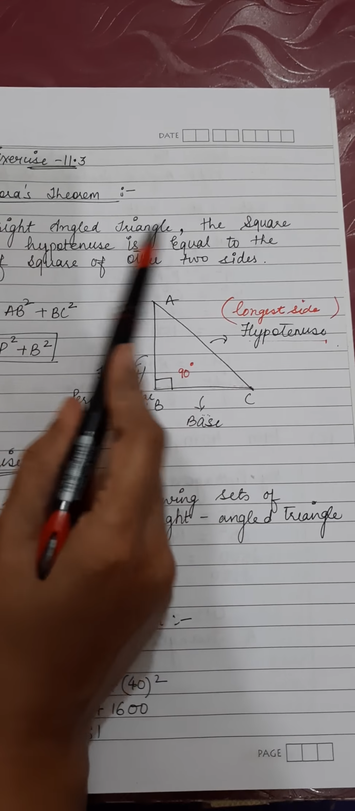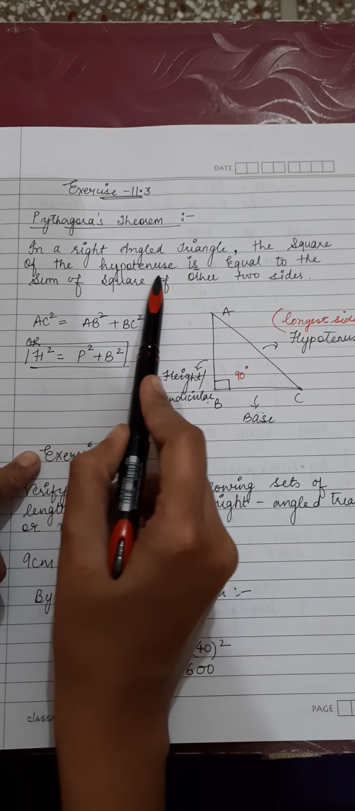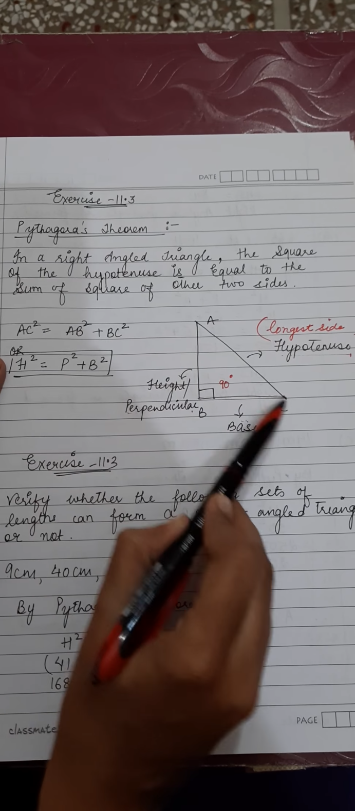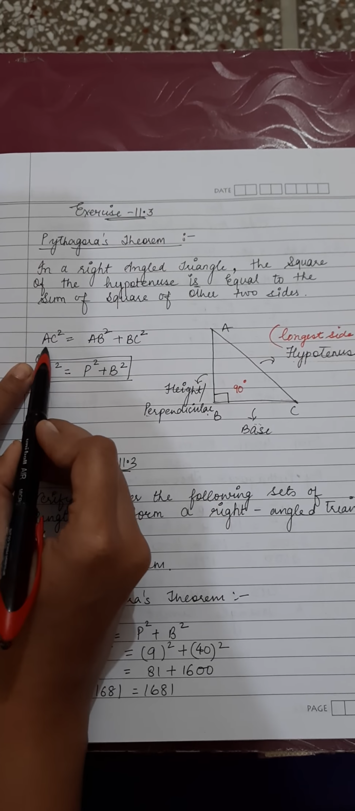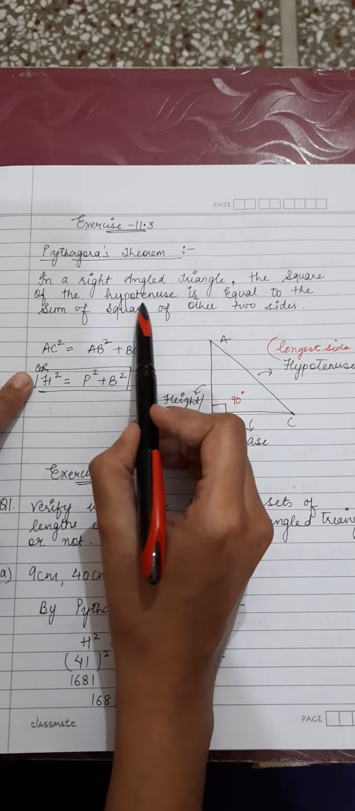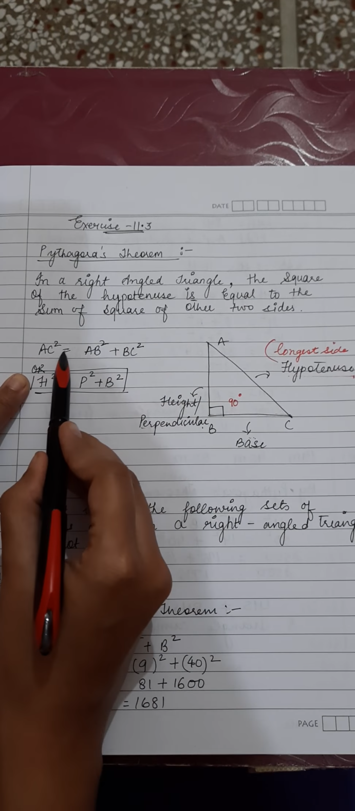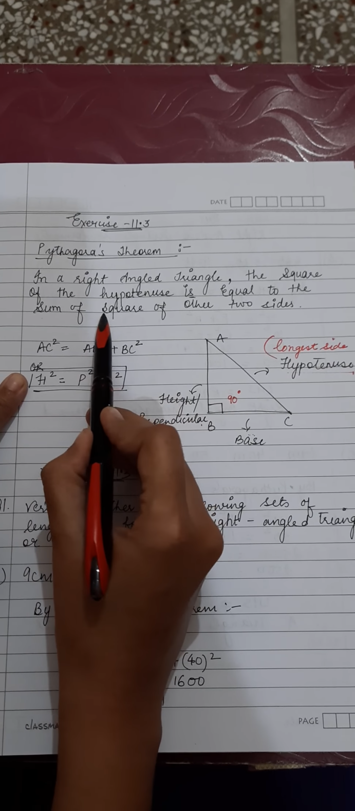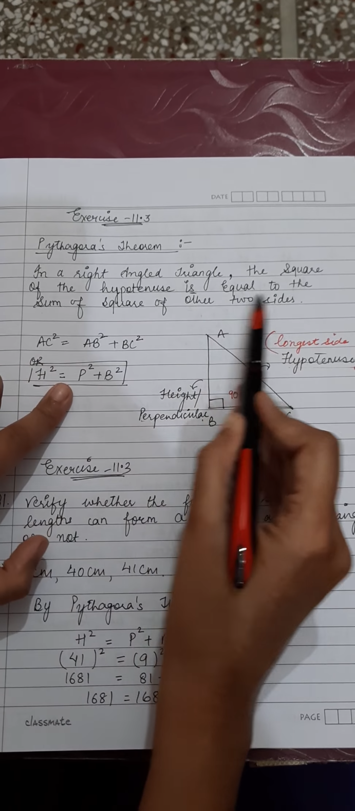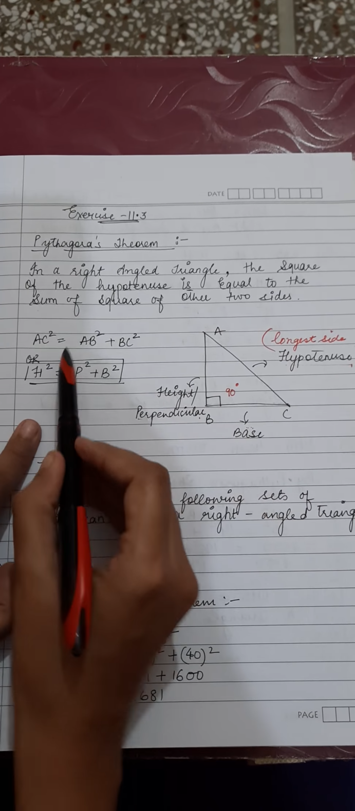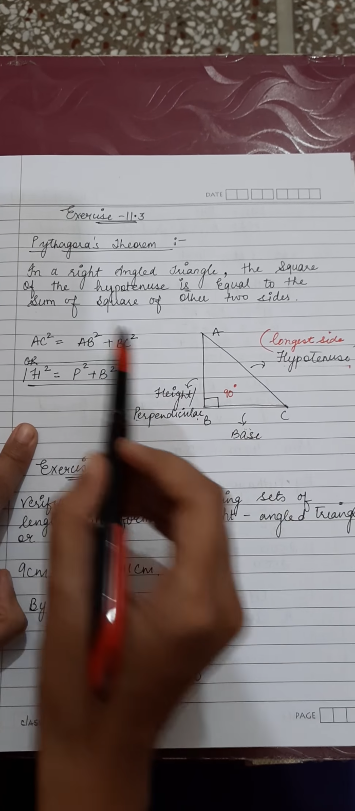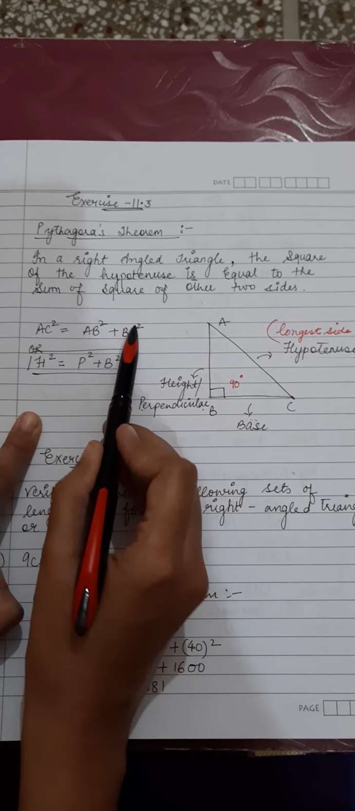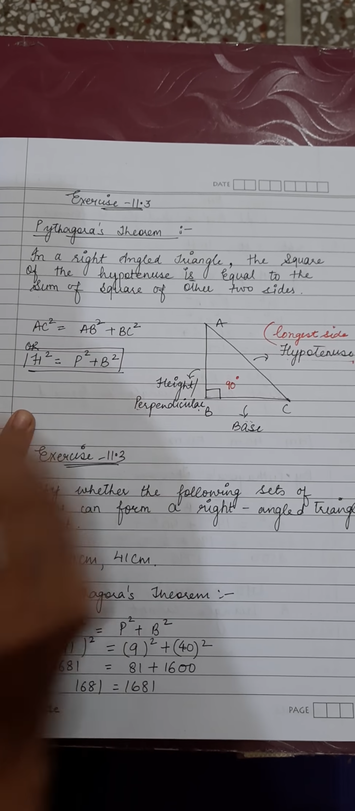Now in a right angle triangle, the square of the hypotenuse is what? AC. This is the hypotenuse. So the square of the hypotenuse is equal to the sum of squares of the other two sides. That means if I am going to take AB and BC, then I am going to take the square of these two sides, and after taking the squares of these two sides, I am going to add them.